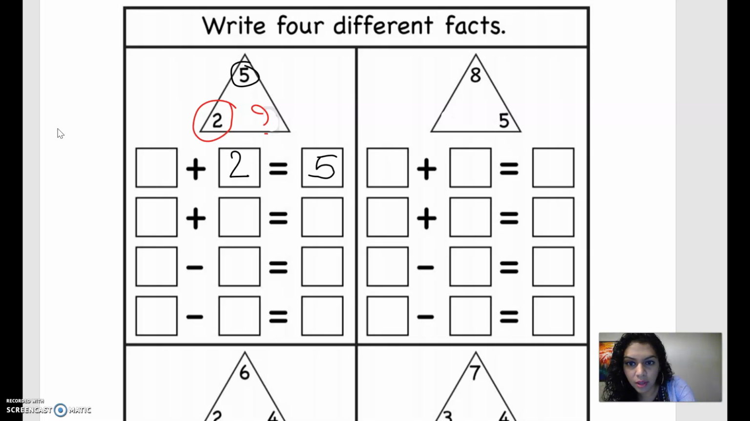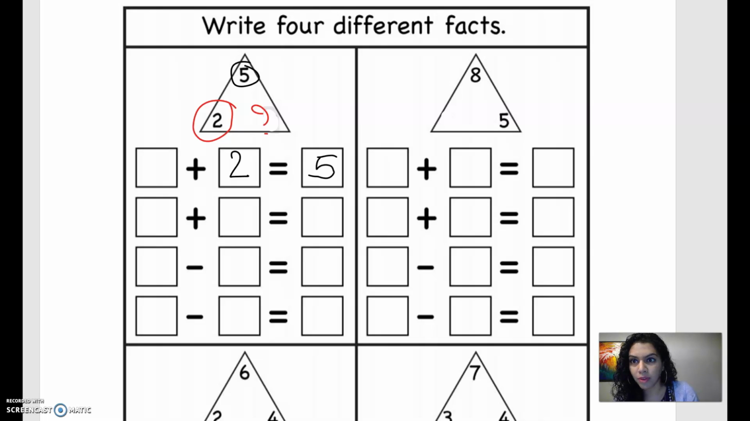So this number here and this missing number here is going to give us the answer 5, or the sum 5. These two numbers, 2 plus the missing number, equals 5. So what is the missing number? What number do you add to 2 to get 5?